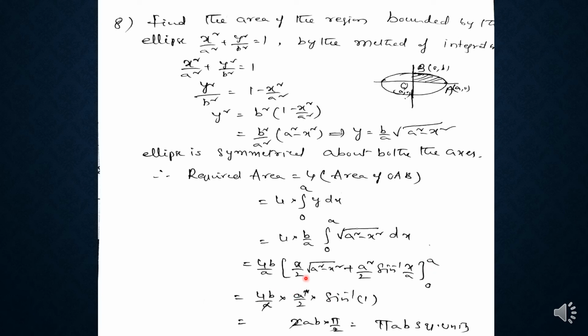4b by a into a square by 2 sine inverse a by a, that is sine inverse 1. Sine inverse 1 is pi by 2. So that can be written as 2ab into pi by 2, cancel here, that is equal to pi ab square units. This is the area of the ellipse.